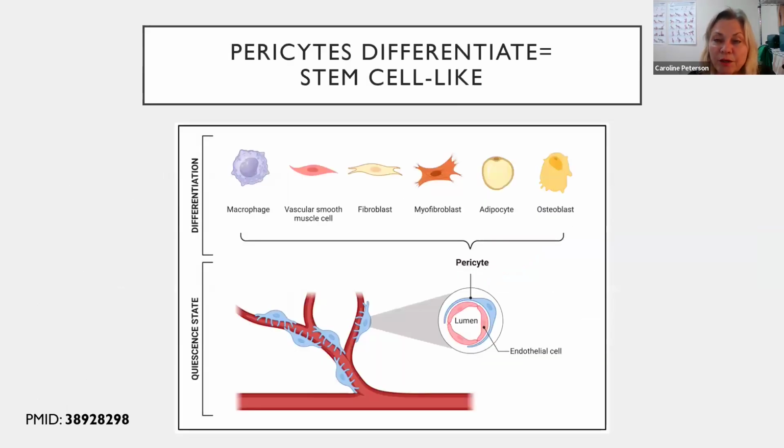Pericytes also are pretty interesting because they have stem cell-like characteristics. They can actually change into a macrophage, a smooth muscle cell, a fibroblast, a myofibroblast, an adipocyte, or an osteoblast. So they could be part of bone, part of fat, part of muscle fiber, just part of smooth muscle, or part of the immune system. That's pretty cool, right? They're able to read the environment and respond to it and adapt in a way like stem cells.